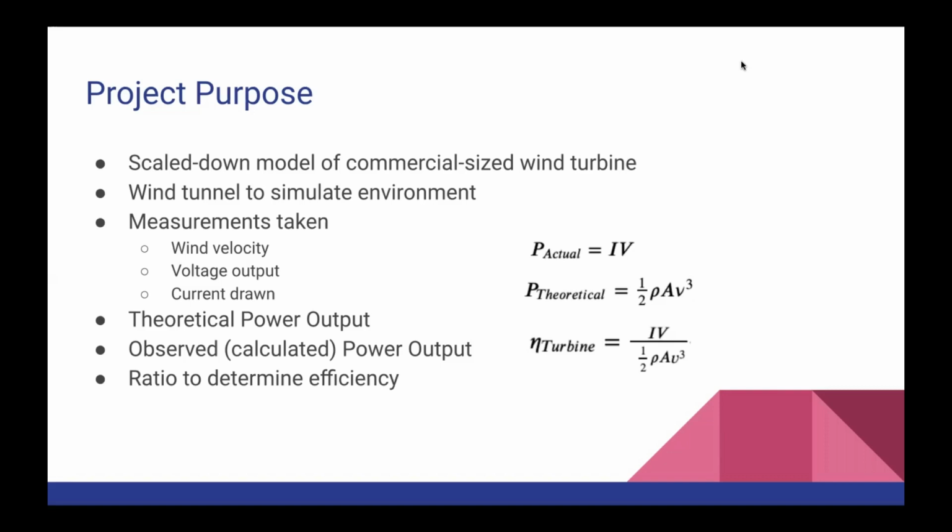The goal of the analysis of this given system would be to optimize eta for the turbine, which is P observed divided by P theoretical, by changing and tweaking certain parameters within the system, and thus extract the maximum power from a given system, a given area, given wind speed, and so forth.